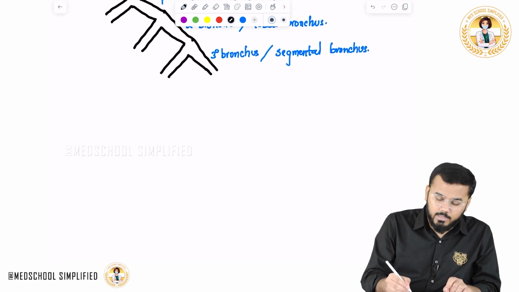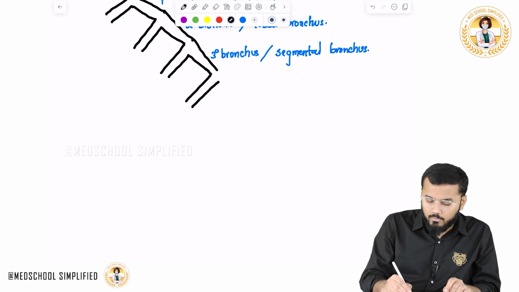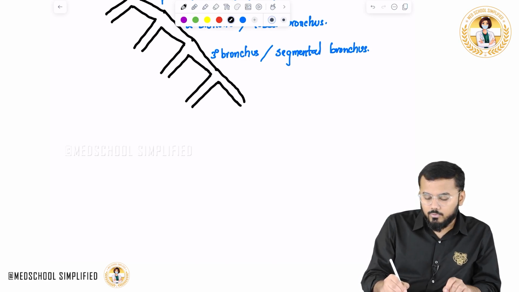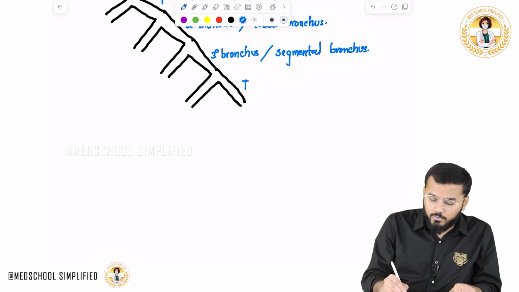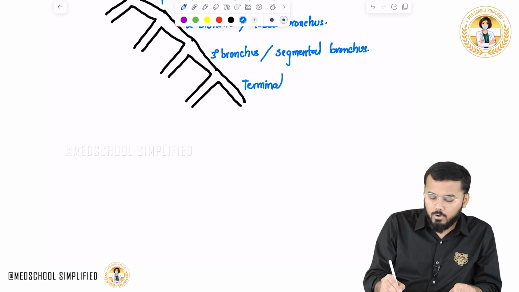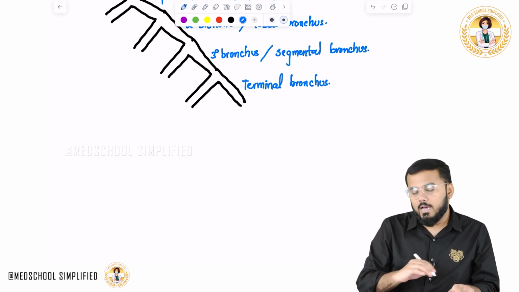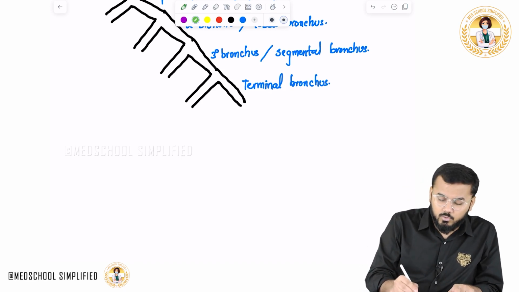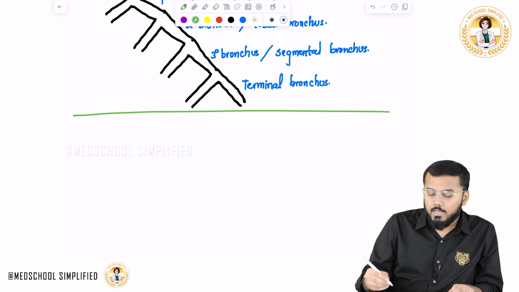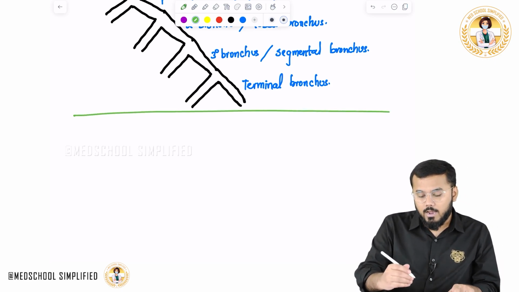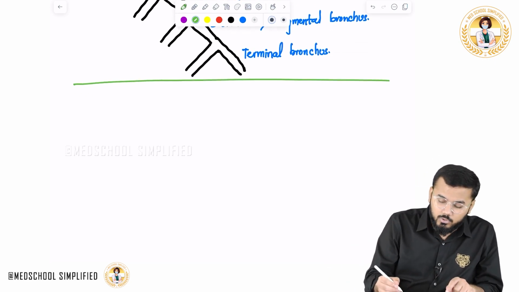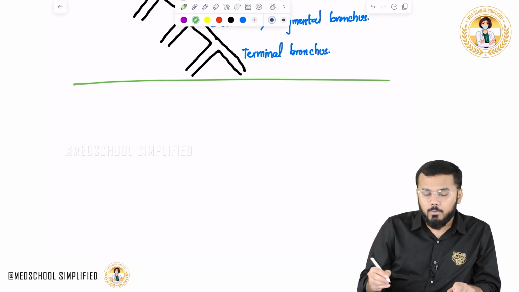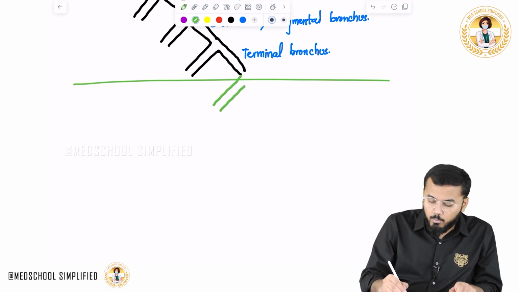After this, the next important bronchus which you have over here is called your terminal bronchus. So the bronchi are finished here. Whatever we discussed so far, the bronchi are finished here. Now once the bronchi are finished, whatever starts is called bronchiole. It means this terminal bronchus is now dividing into bronchiole.